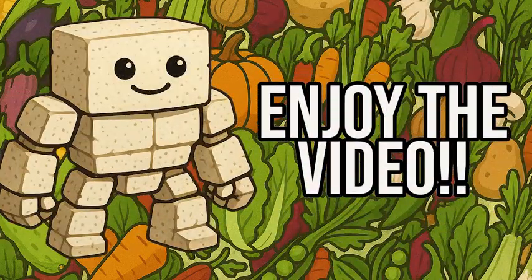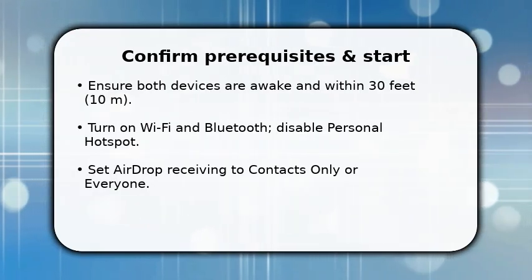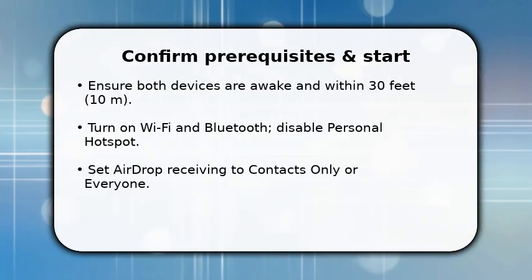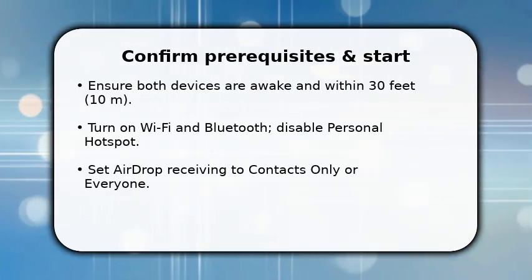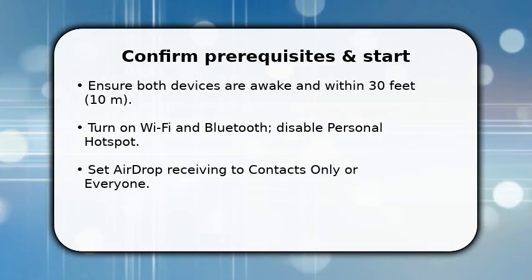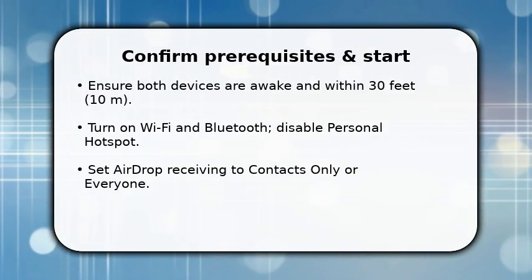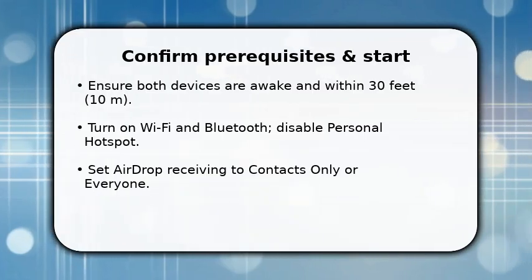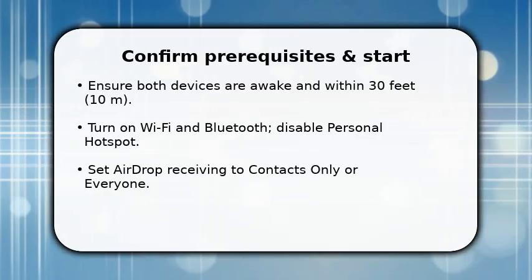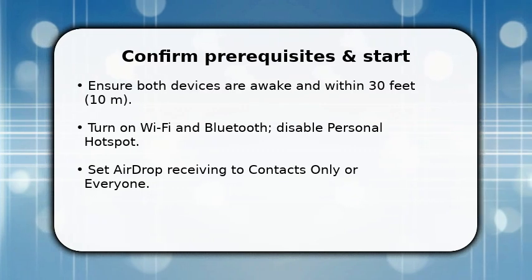Please enjoy the video. You'll begin by confirming prerequisites and making the first changes now. You should wake both devices, keep them close, and turn on Wi-Fi and Bluetooth. Once done, open Control Center or Settings and set AirDrop receiving to contacts only or everyone, depending on who's sending. Make sure Personal Hotspot is off because it blocks AirDrop. If you choose Contacts only, verify the sender is in your contacts with their Apple ID email or phone. This establishes the basic connectivity AirDrop needs.